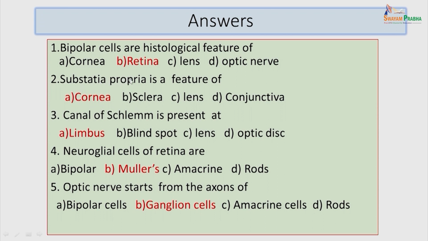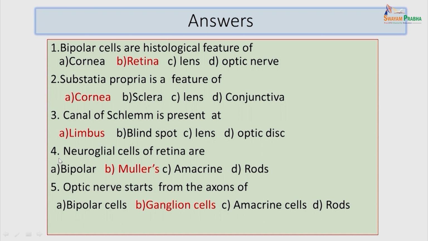The substantia propria forms the major bulk of the cornea, and you can see collagen fibers in this layer. Question number 3. Canal of Schlemm is present at limbus, blind spot, lens, optic disc. The answer is limbus, which is otherwise called the sclerocorneal junction. This canal is lined by endothelium.